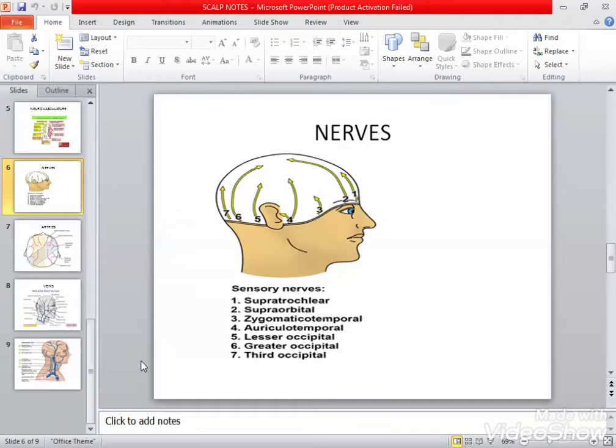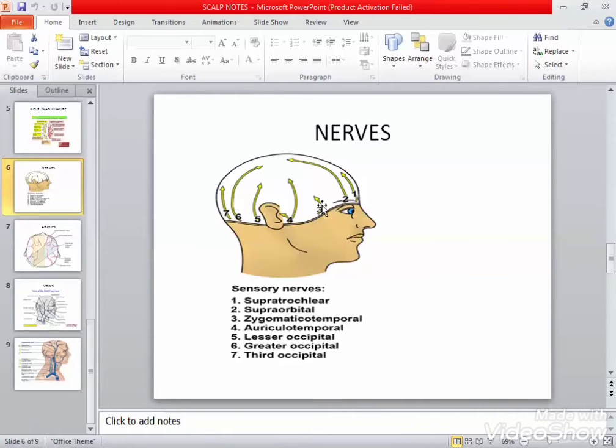auriculotemporal nerve. These all are actually the branches of the different divisions of the trigeminal nerve, while the lesser occipital and the greater occipital arise from the cervical plexus or cervical nerves. So let's see here. This is the supratrochlear nerve. This is the supraorbital nerve. This is the zygomatic-temporal nerve, and this is the auriculotemporal. These all are anterior to the ear, anterior to this auricle.